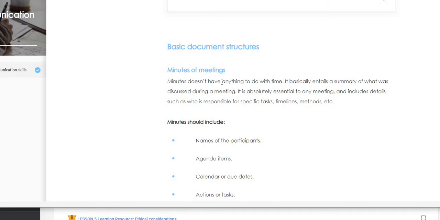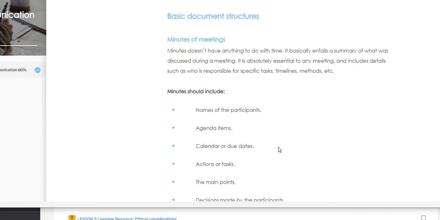Now, minutes of a meeting. If you read here, they say minutes doesn't have anything to do with time. That's true. Minutes basically entails a summary of what was discussed during a meeting. It is absolutely essential to any meeting and includes details such as the following. Now, minutes for me is done during the meeting, but before you start with the meeting, normally the minutes of the previous meeting are discussed, and sometimes people vote on it.